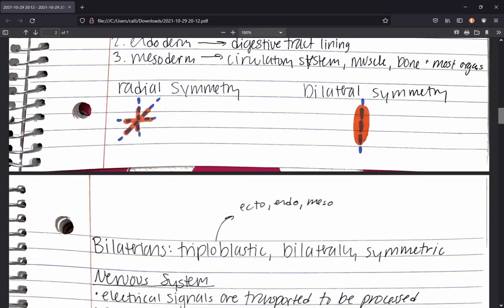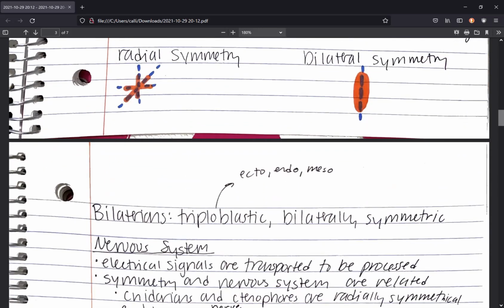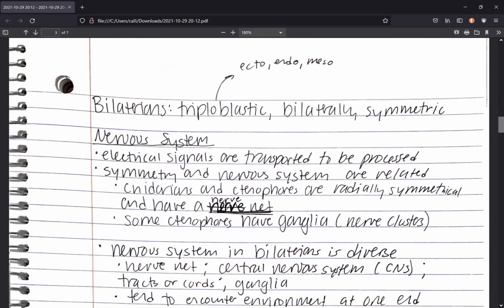And then we also talk about the difference between radial symmetry and bilateral symmetry. Radial symmetry means you can go at any angle on an organism, cut it in half, and there are many different planes of symmetry. And then bilateral symmetry is when you cut something down the middle, or in half, and it will be symmetrical like that. Bilaterians, which are bilaterally symmetric animals, are triploblastic. Again, they have an ectoderm, an endoderm, and a mesoderm.